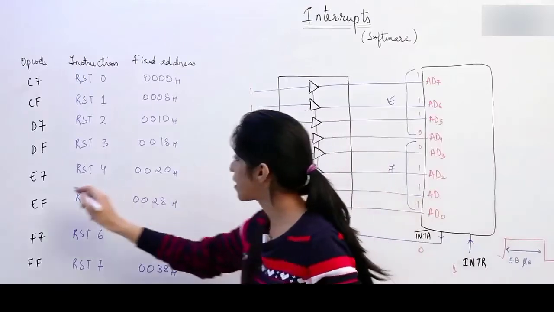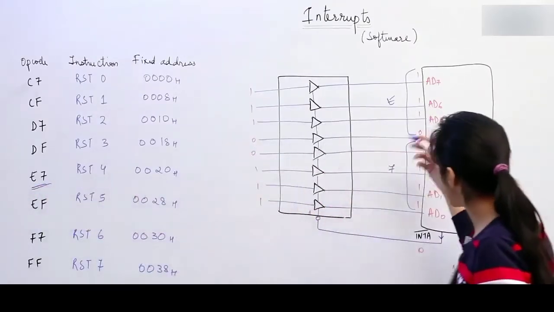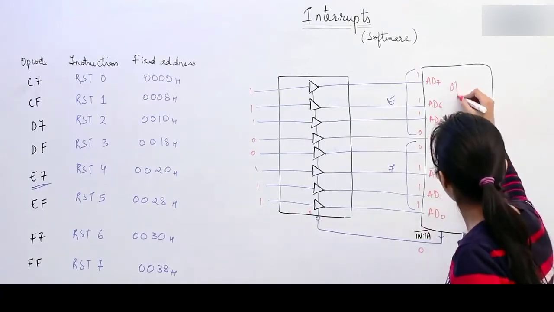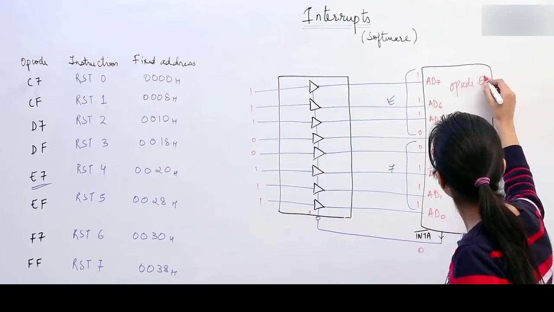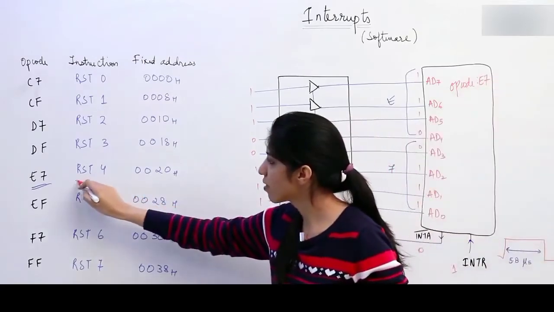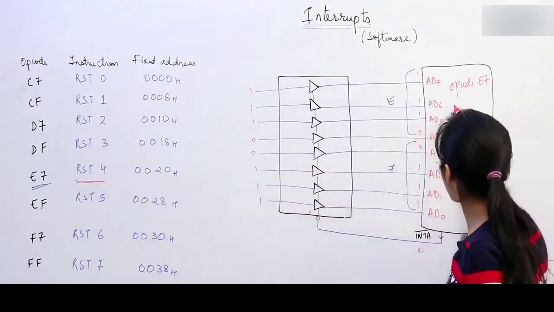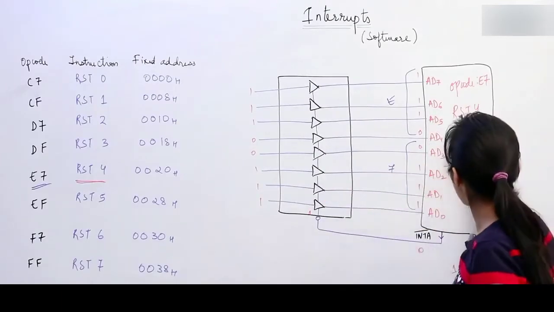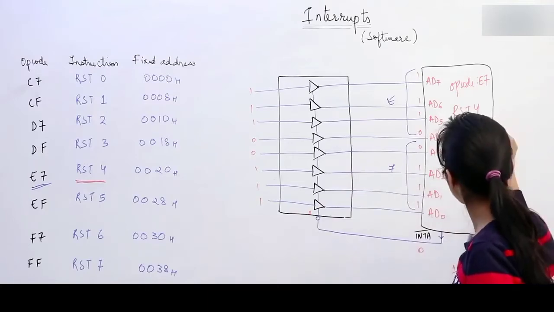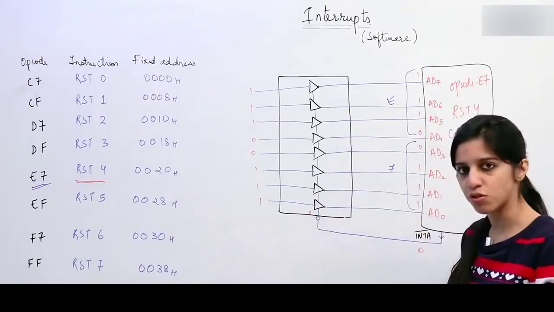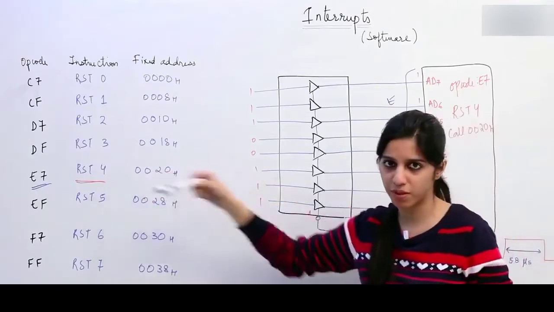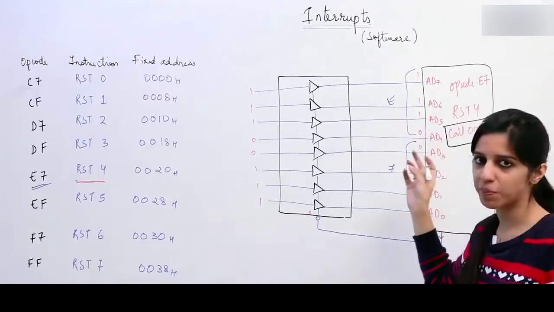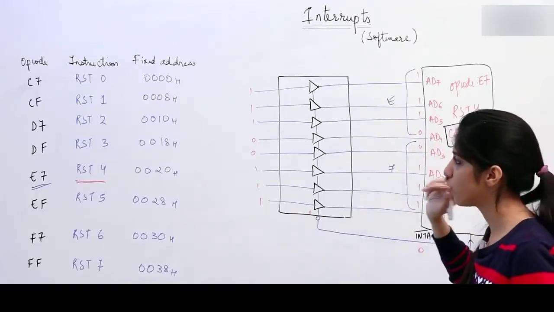Since now we have got E7 internally in the microprocessor, what is going to take place? The opcode that we have got is E7. That means RST4 has come. So what happens internally? Call 0020 is going to take place. Since the address for this interrupt is 0020, call 0020 is going to take place. This is how software interrupts are going to work.